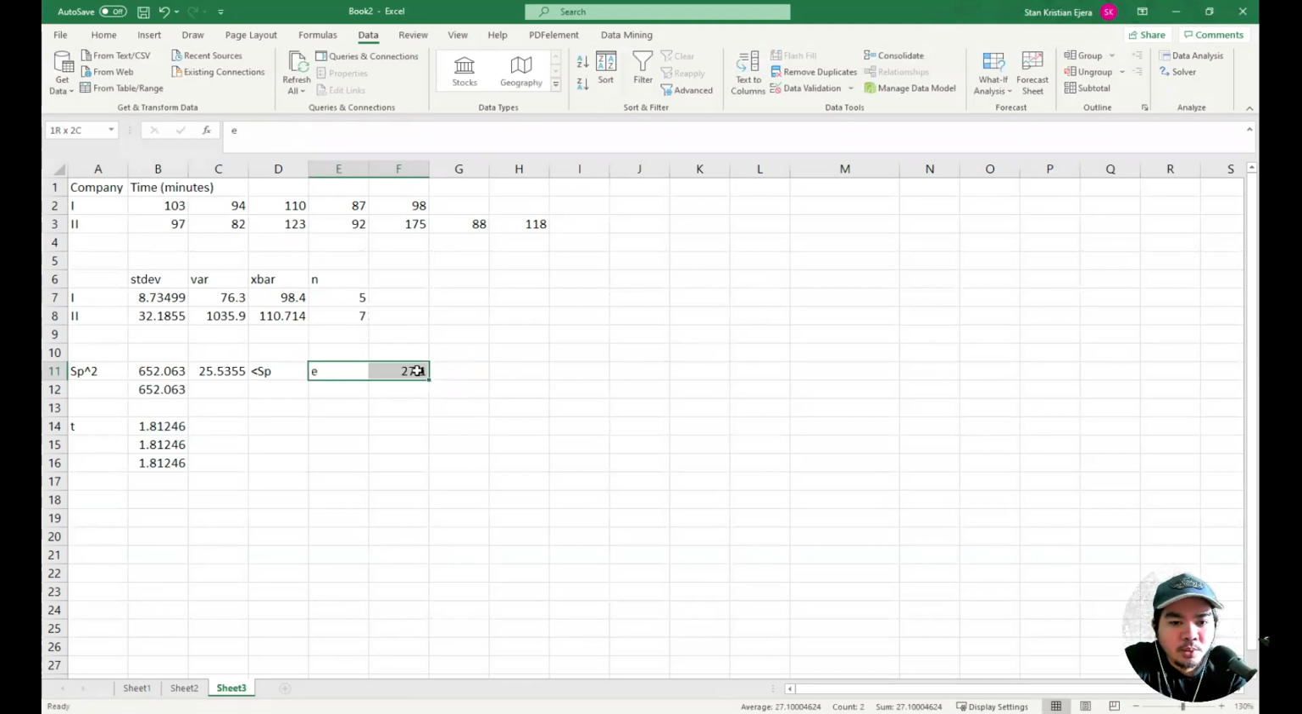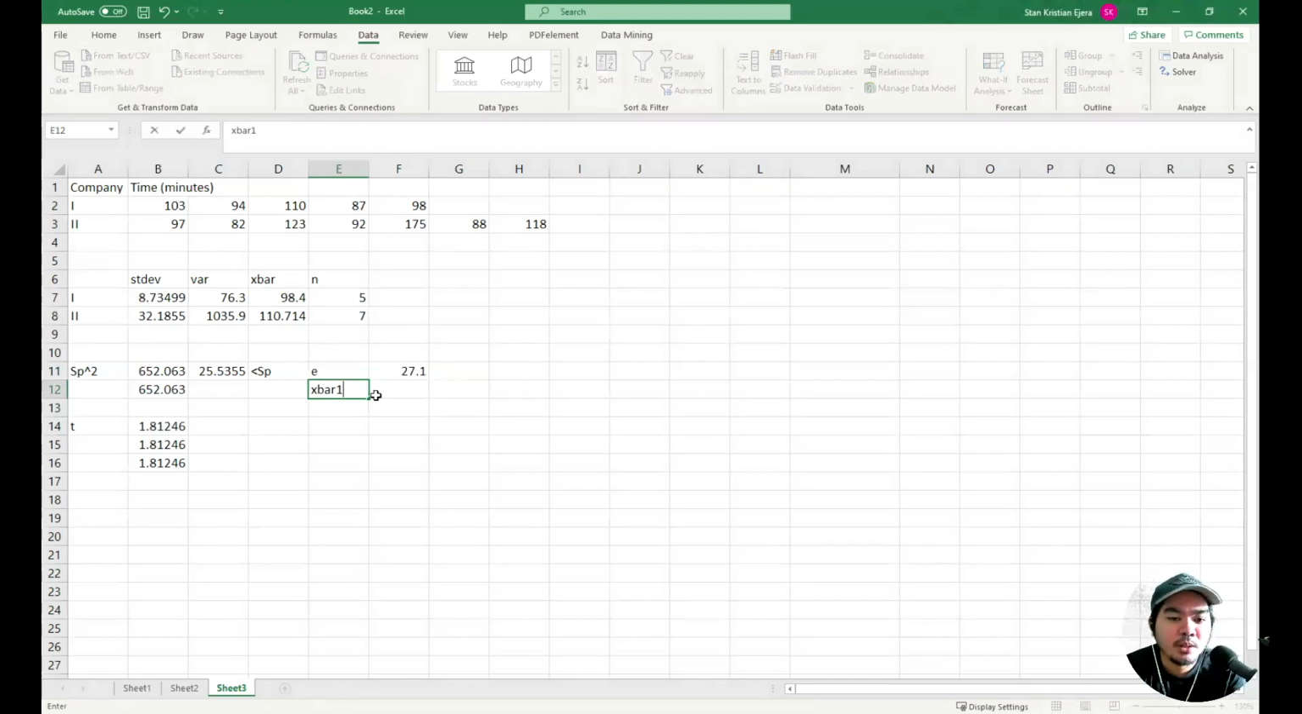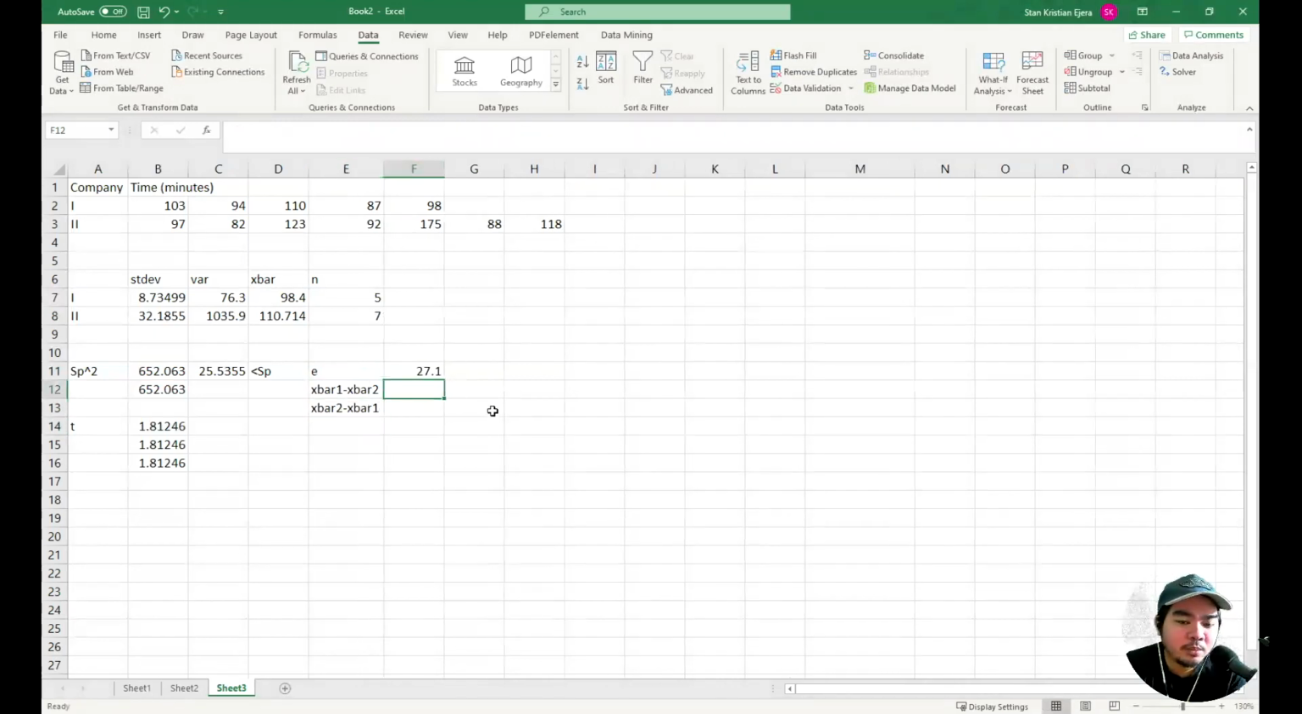So we should get 27.1. Okay? So this 27.1 is going to be our interval, or the error, or the plus minus for our interval. So we have the average, which is equal to x bar 1 minus x bar 2. It could also be x bar 2 minus x bar 1. It doesn't really matter. So if we do x bar 1 minus x bar 2, that's this minus this.